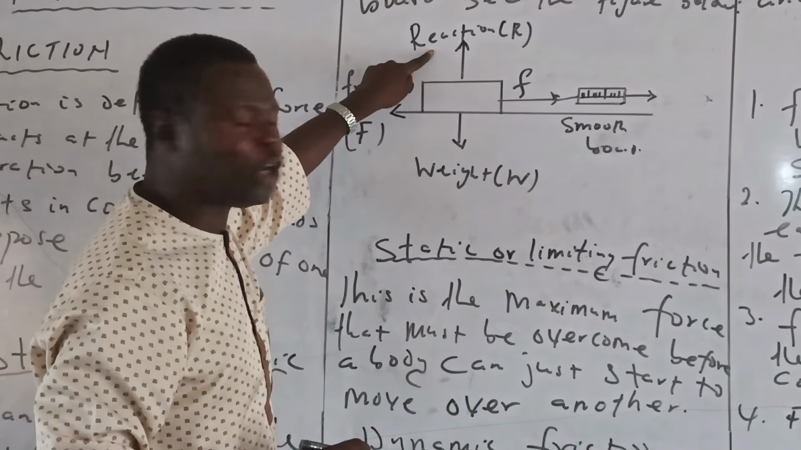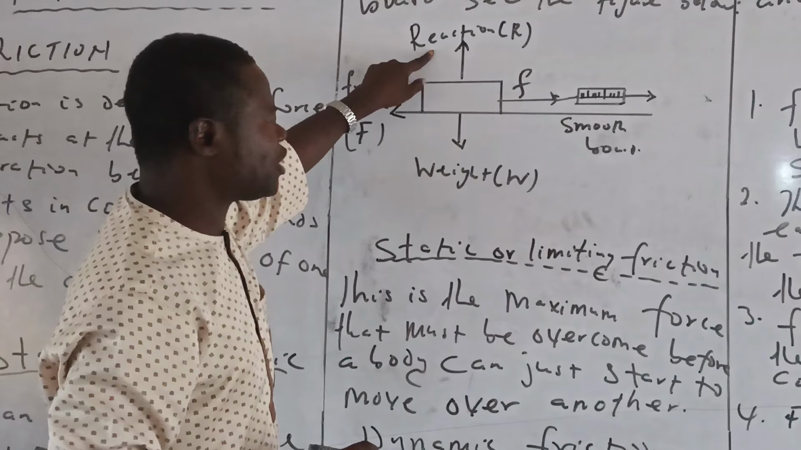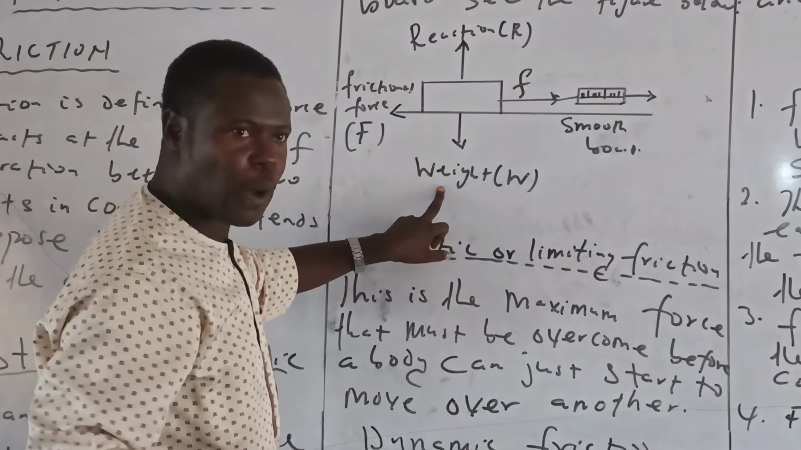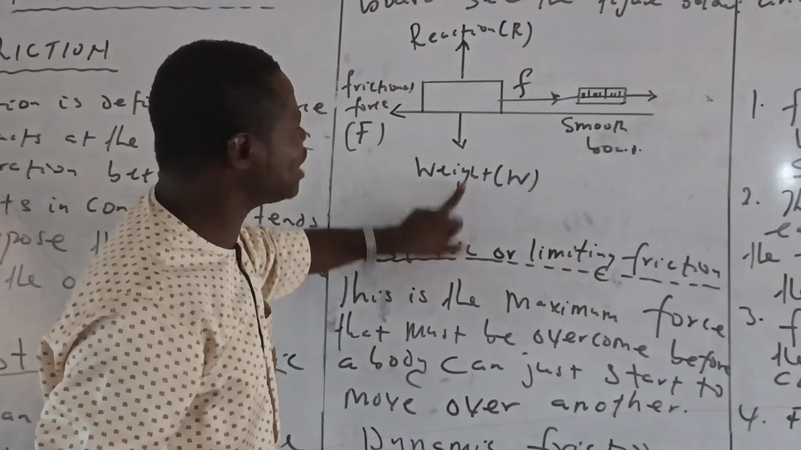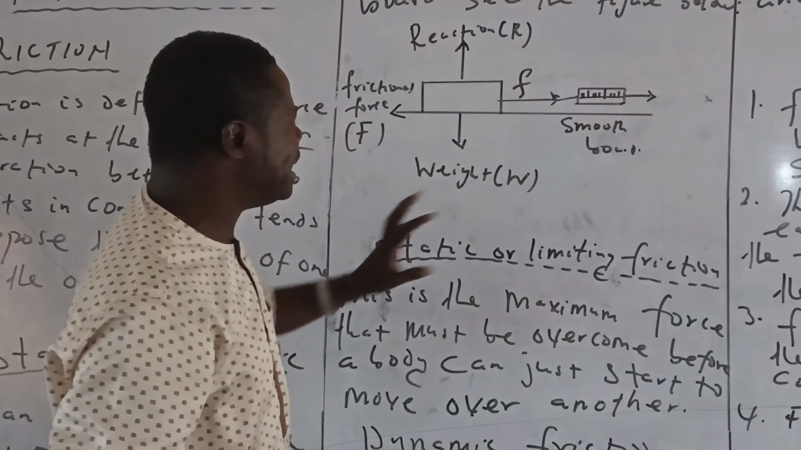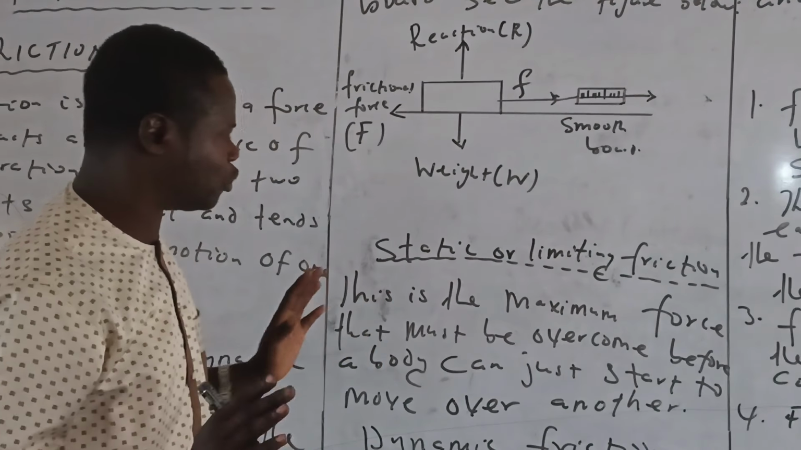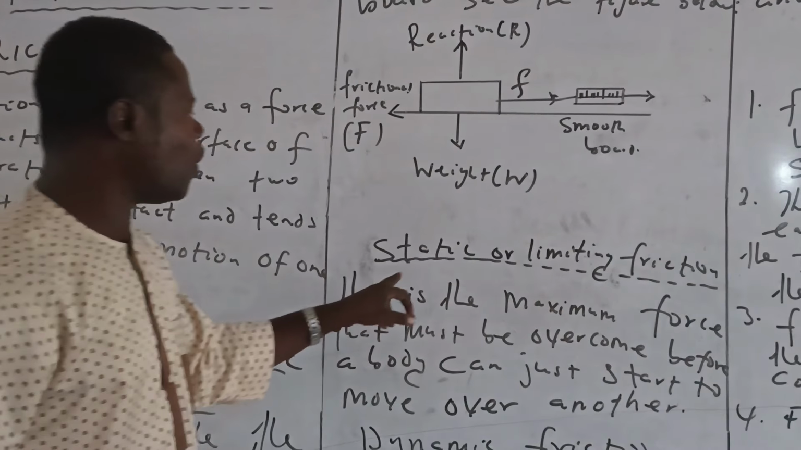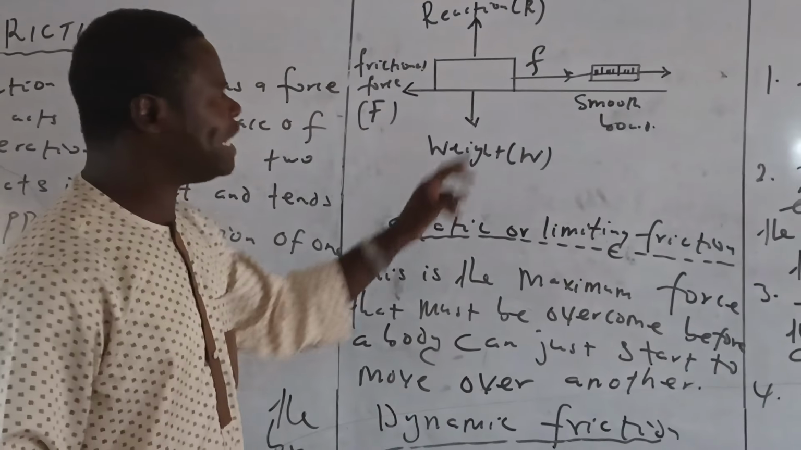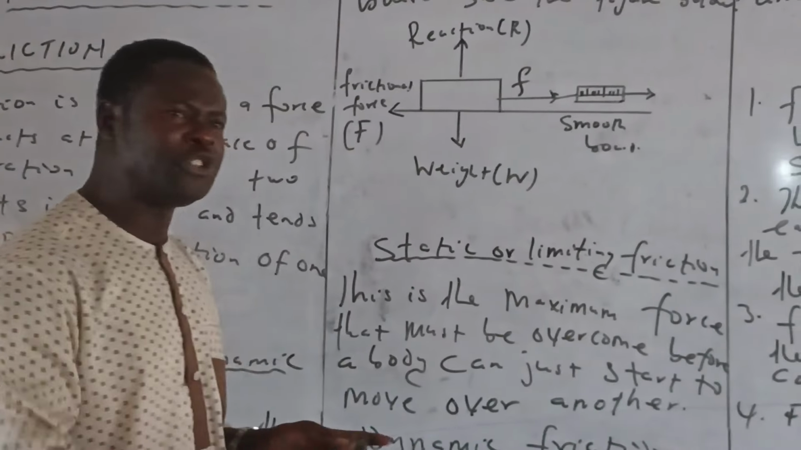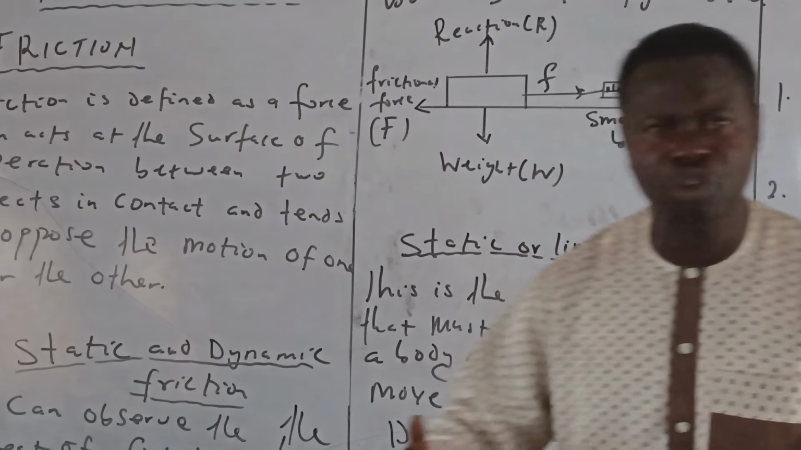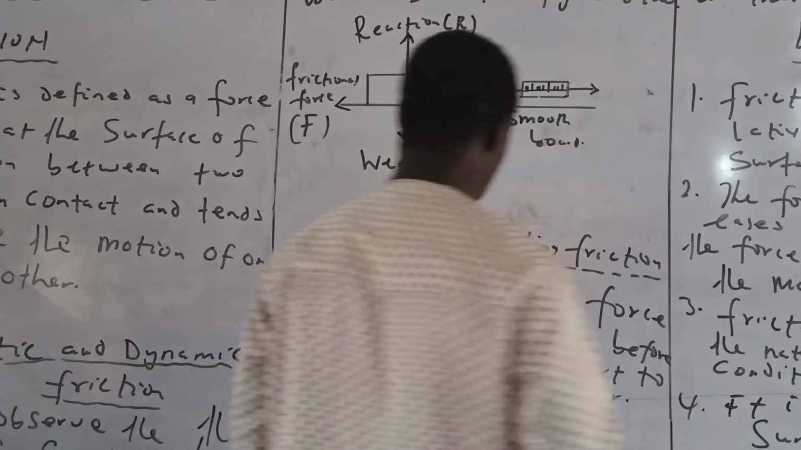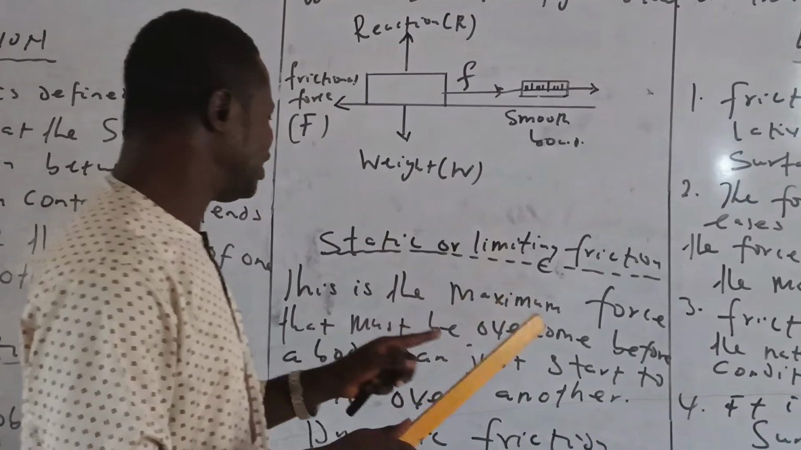Now you look at the reaction. This is the reaction. The reaction works directly in opposition to the weight of an object. When there is the mass of an object, there must be a reactive force or reaction, that is R. So in that case, we can study the frictional force, where we can get the static or limiting frictional force. By the time you start moving this object, when the body just starts to move, we see the reading of this spring balance. That is what we call static or limiting frictional force.